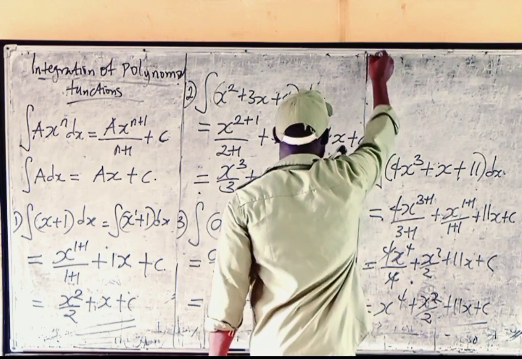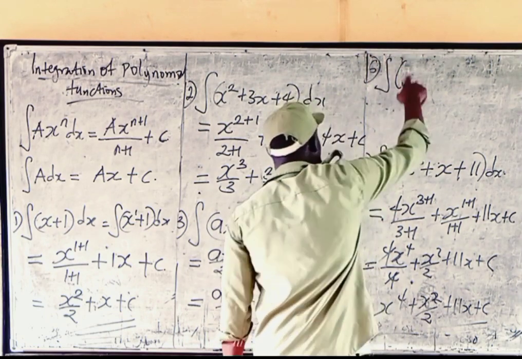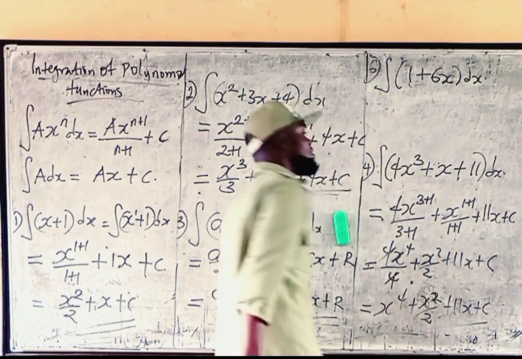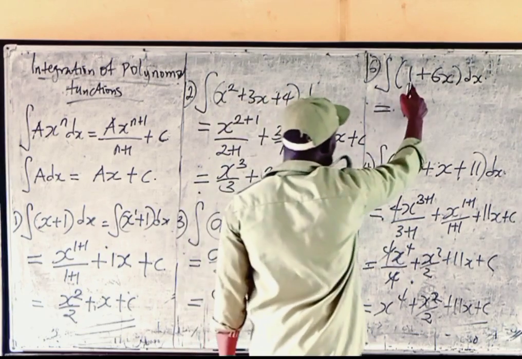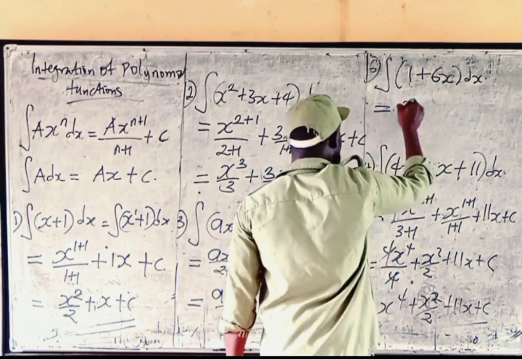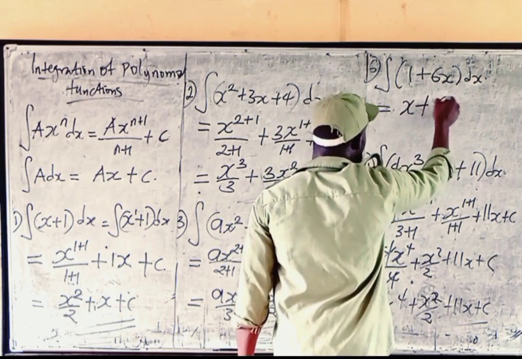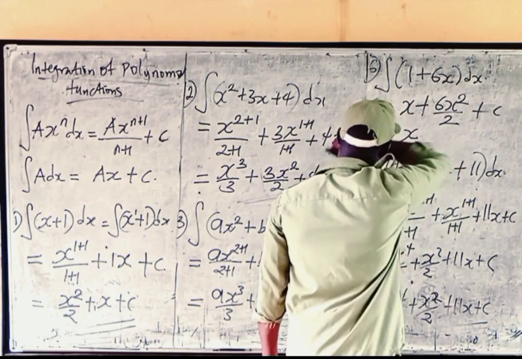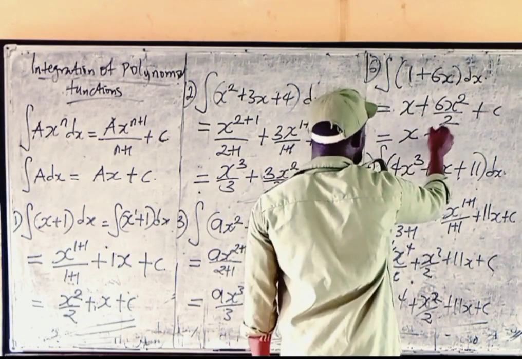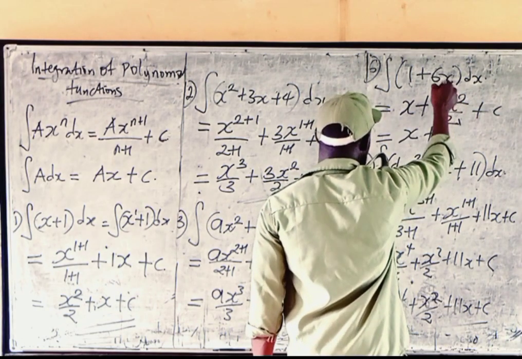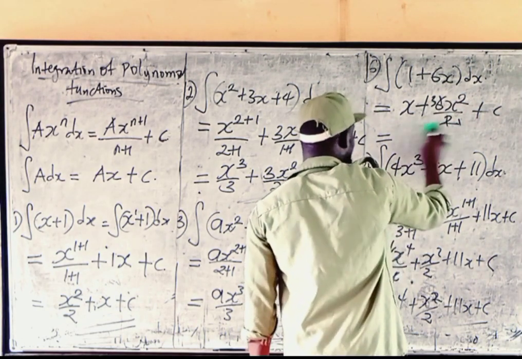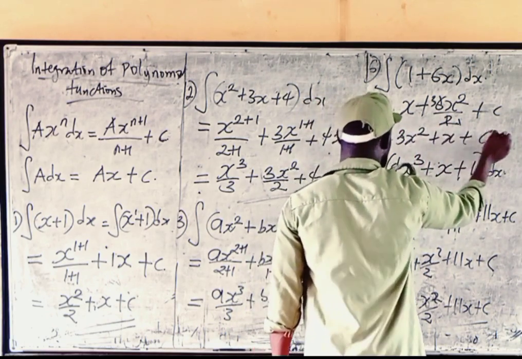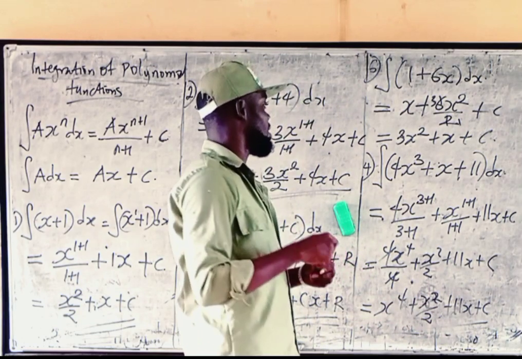So we have number 6. We have the integral of 1 plus 6x dx. This is not far from integrating 1, that's 1 times x, that is 1x, plus integrating 6x, that is 6x squared over 2. Now that gives us x plus c. So that's x plus 6x squared over 2, that is, x plus 3x squared. Okay, let me just arrange it well. Now say the power of x: that is 3x squared plus x plus c. That's what we're going to be having in that case.